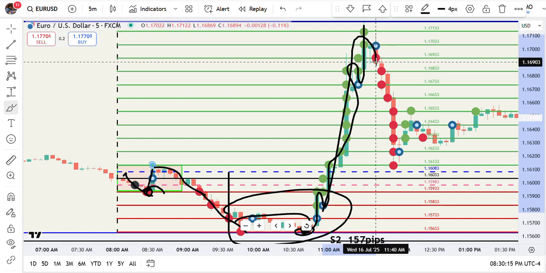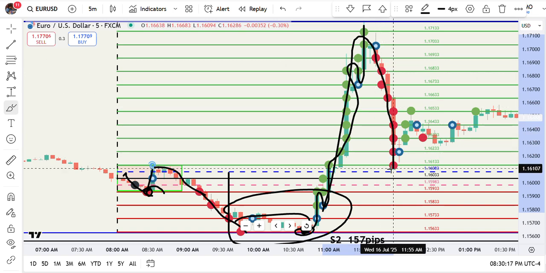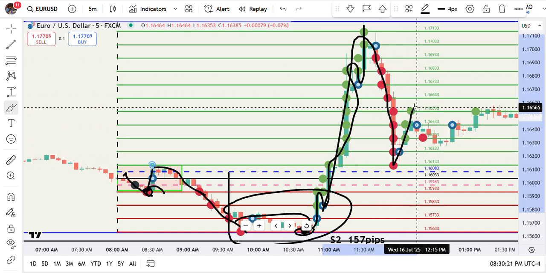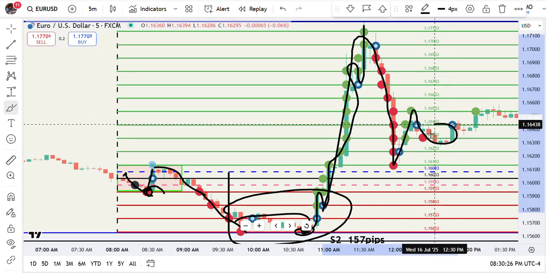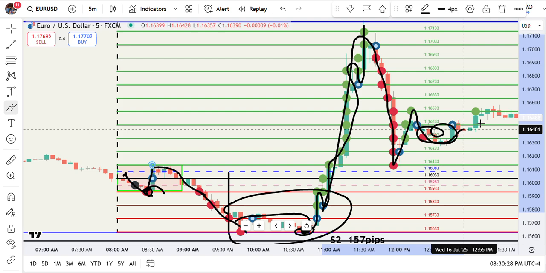Then we confirmed the reversal, and then we rallied back down to the downside. Reset, confirm the reversal, small rally to the upside. Reset, confirm the reversal, false reversal, just messing around in this area. Go back up 10 pips.